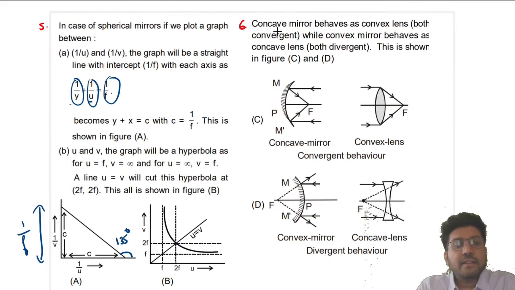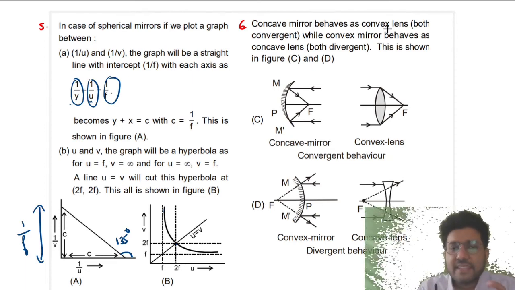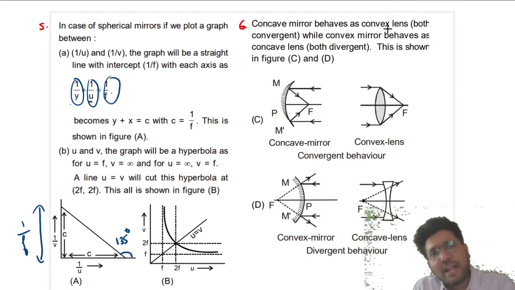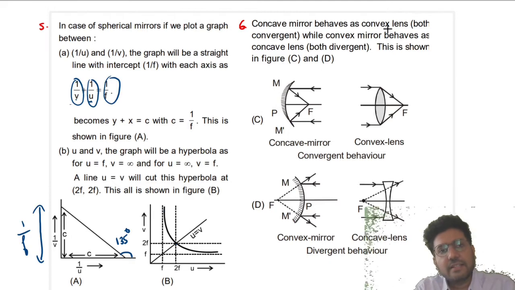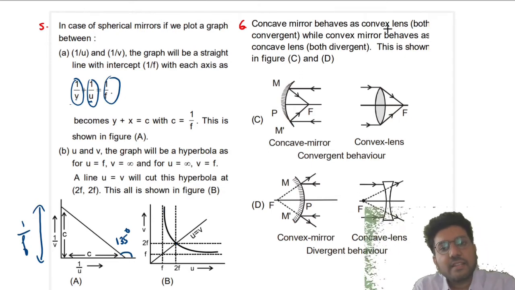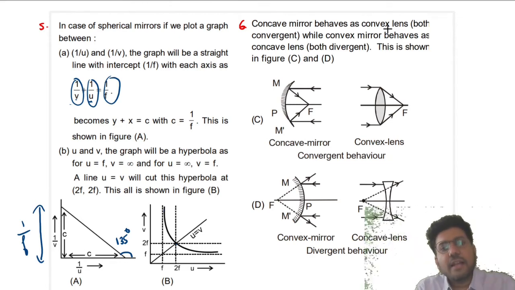Then next point, a concave mirror behaves as a convex lens. We have not discussed lenses yet, but when we discuss lenses, you will know that a concave mirror has similar properties as a convex lens, or converging lens. That means a concave mirror is sometimes called a converging mirror. Similarly, a convex mirror behaves like a concave lens, that is a diverging lens. So a convex mirror is sometimes called a diverging mirror.